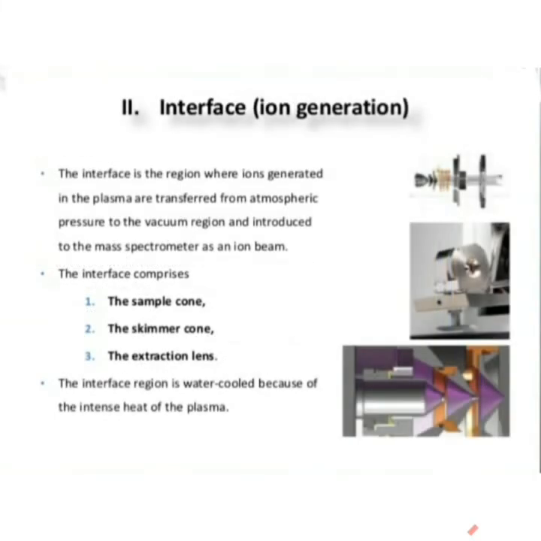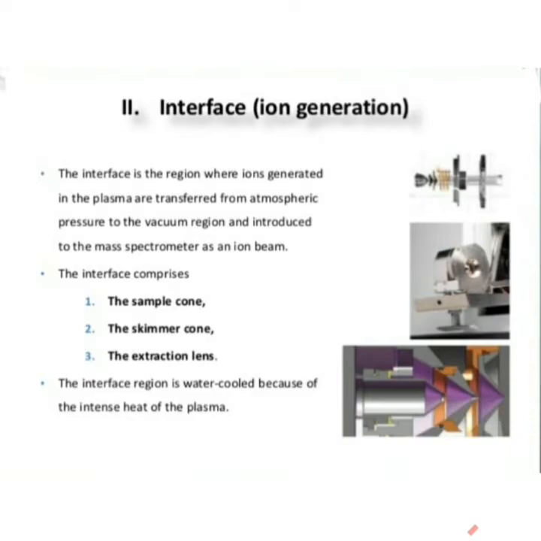Next part of the ICP-MS is the interface, ion generation. The interface is the region where ions generated in the plasma are transferred from atmospheric pressure to the vacuum region and introduced to the mass spectrometer as an ion beam. The interface comprises the sample cone, second the skimmer cone, and third an extraction lens. The interface region is water cooled because of the intense heat of the plasma.